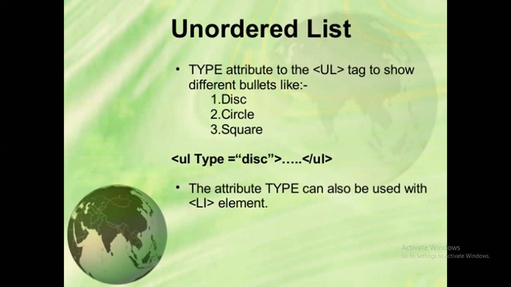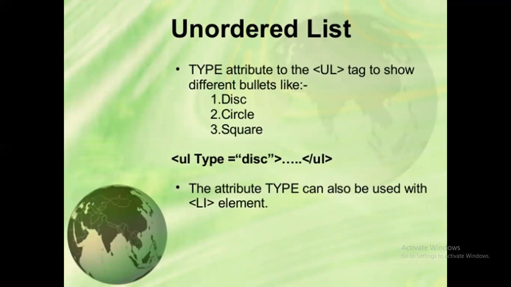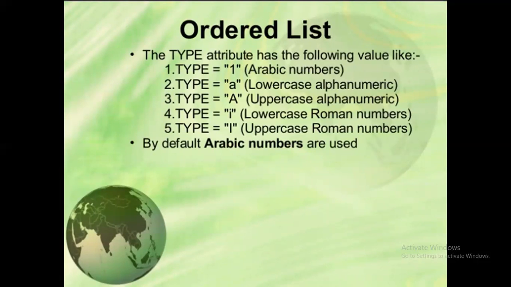The attribute type can also be used with li elements. What is this li element? These are nothing but the different elements of any list. They are used along with the list once you are putting it up. To be more clear, at the end of this video, I will show you why this li is used and how it is basically quantifying this ul as well as this ol. OL stands for the next list, that is the ordered list. UL was standing for unordered list. OL stands for ordered list.